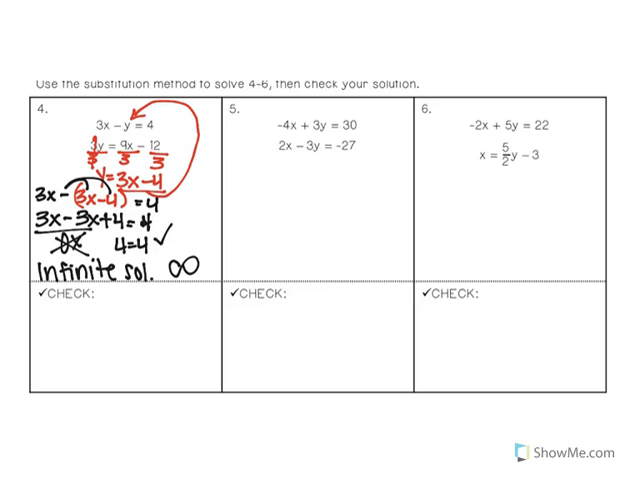All right, on this next one, you can see that we're going to have to solve for y. So it is your choice as to which one. I'm going to go ahead and do the bottom one solved for y. So when I do that, I would subtract 2x from both sides, which gives me a 0 pair. I'm left with negative 3y is equal to negative 2x minus 27.